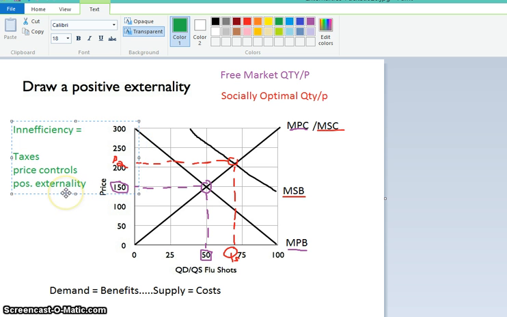So what do we do here if we want to fix this problem? Well, we need to increase the benefit. We need to get people to produce more. So what are we going to do? We need a subsidy here to encourage people to produce. And if you notice, what size would the subsidy be according to this graph?